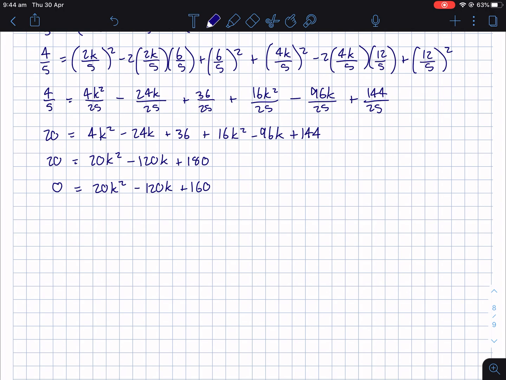I'm going to divide everything by 20, so 0 equals k squared take 6k plus 8. I'm going to factorize. 0 equals, what times to give positive 8 and adds to give negative 6? K take 4, K take 2, so K equals 2 or K equals 4.